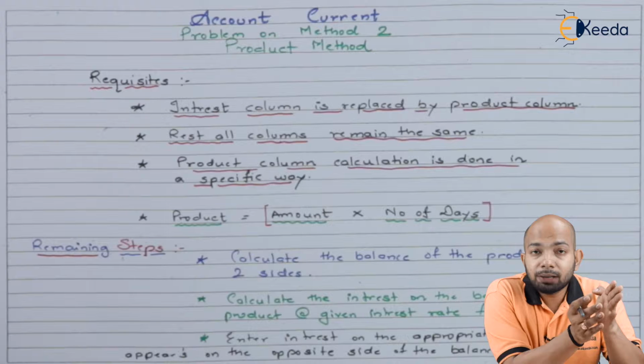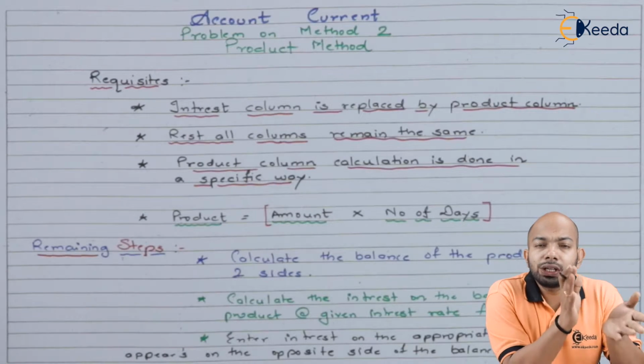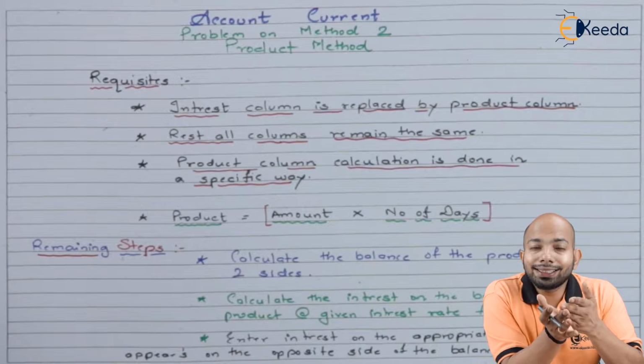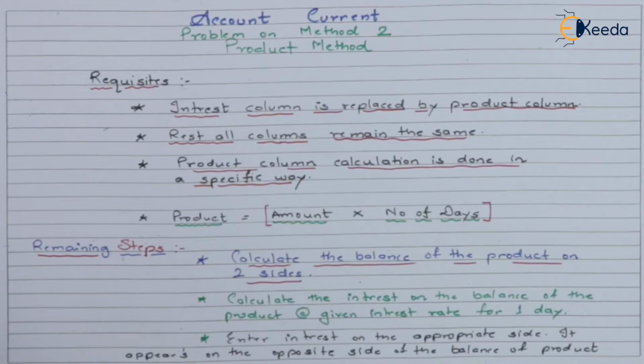That means the debit side product column and the credit side product column will be tallied together, and we'll see which side has the balance. That means if the debit side is greater than the credit side, or the credit side is greater than the debit side, accordingly the balance will be mentioned there. After that, on this balance that has been calculated, we'll be calculating the interest at the given rate. It may be 10%, 12%, 6%, 5%, whatever rate of interest is given. We'll be calculating the interest for one day on that product balance.